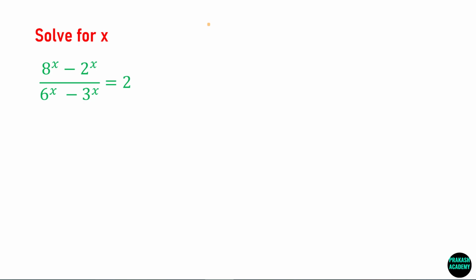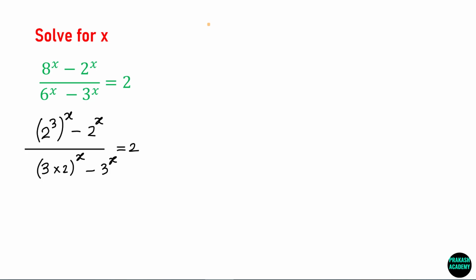So I can write this as (2^3)^x minus 2^x, divided by (3 into 2)^x, and this minus 3^x is equals to 2.